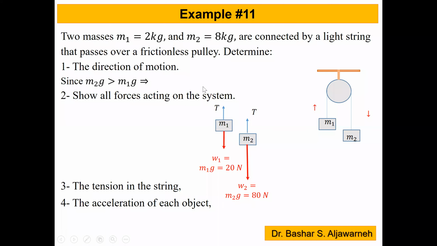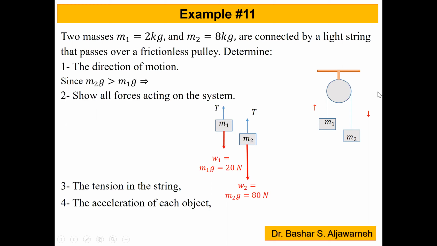Okay. Another example: two masses, m1 equals 2 kilograms, m2 equals 8 kilograms, connected by a light string that passes over a frictionless pulley. Light string means this string is massless and the net force on this string is 0. So determine the direction of the motion, show all the forces acting on the system, find the tension, then find the acceleration.